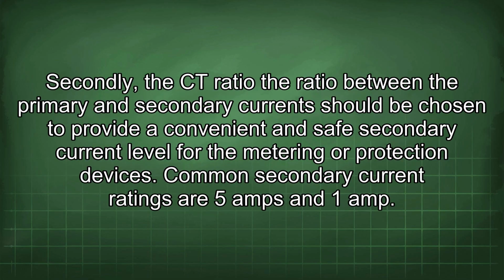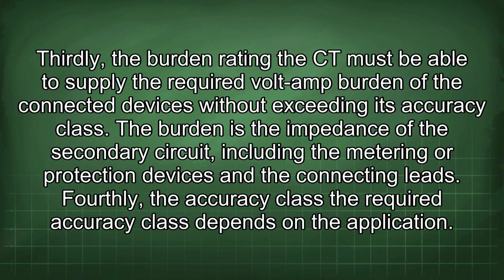Secondly, the CT ratio, the ratio between the primary and secondary currents, should be chosen to provide a convenient and safe secondary current level for the metering or protection devices. Common secondary current ratings are 5 amps and 1 amp. Thirdly, the burden rating. The CT must be able to supply the required volt-amp burden of the connected devices without exceeding its accuracy class. The burden is the impedance of the secondary circuit, including the metering or protection devices and the connecting leads.